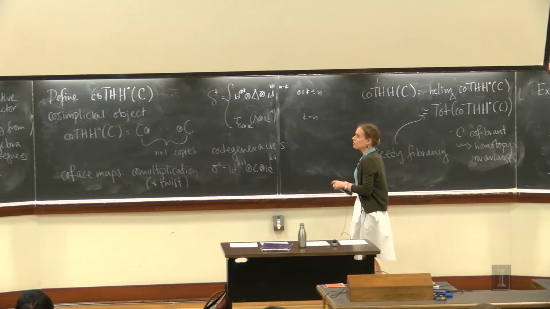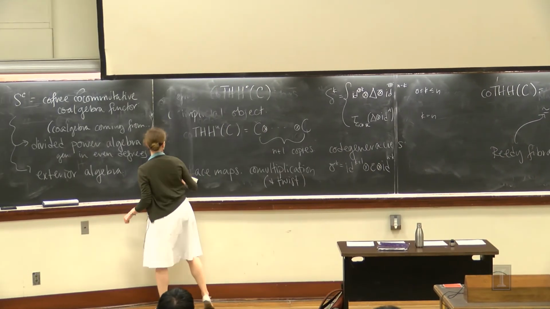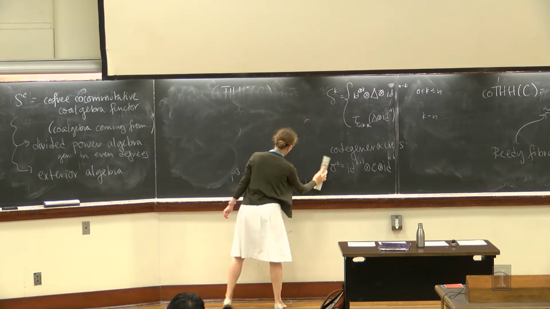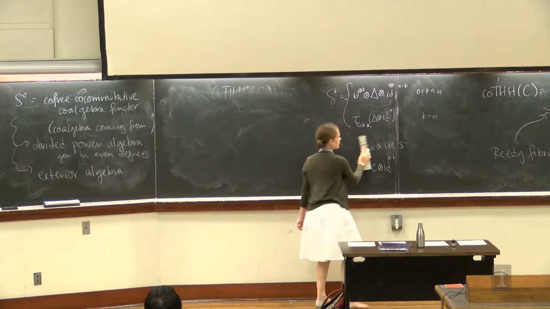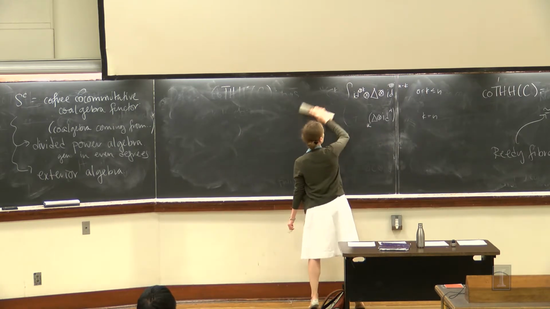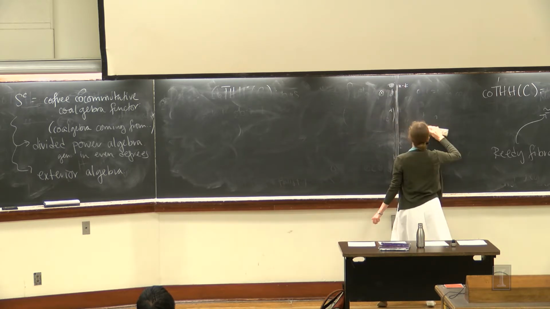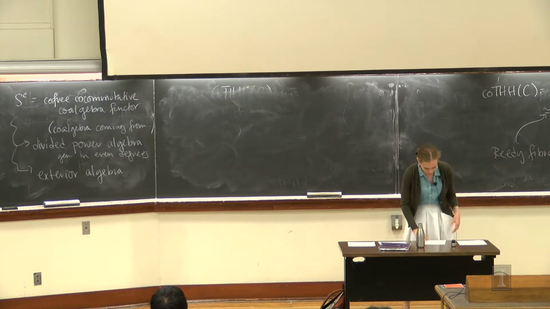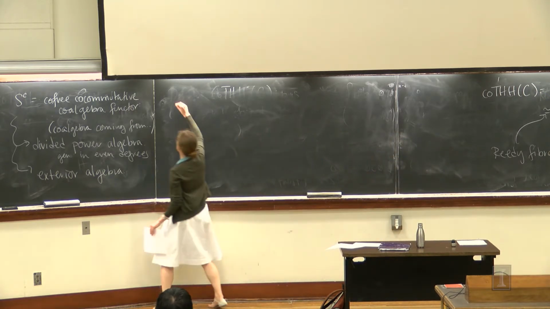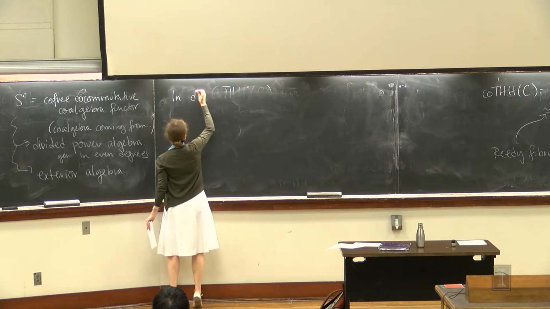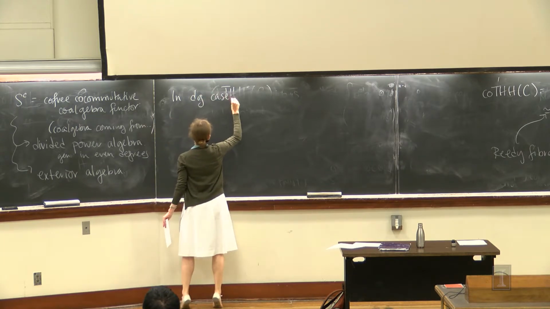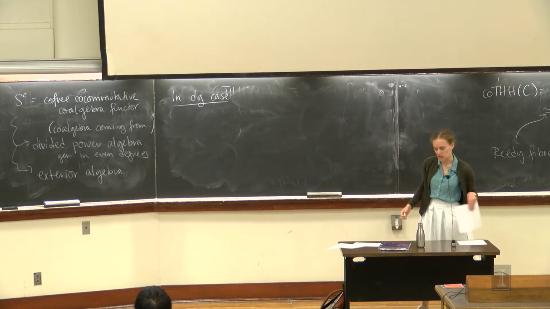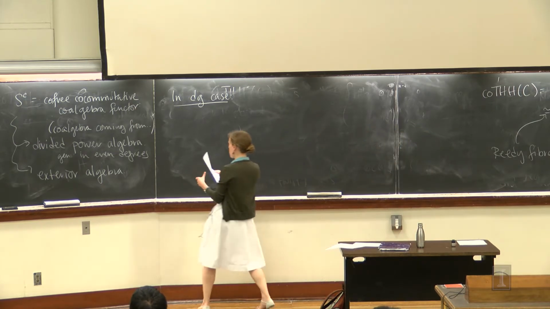So let me tell you, this is not the HKR theorems, but maybe the beginning of what you might expect from an approach to the HKR theorems. That was a lot of hedging, but that's how it goes. So let's say in the DG case, maybe our category C is going to be DG modules over some field.